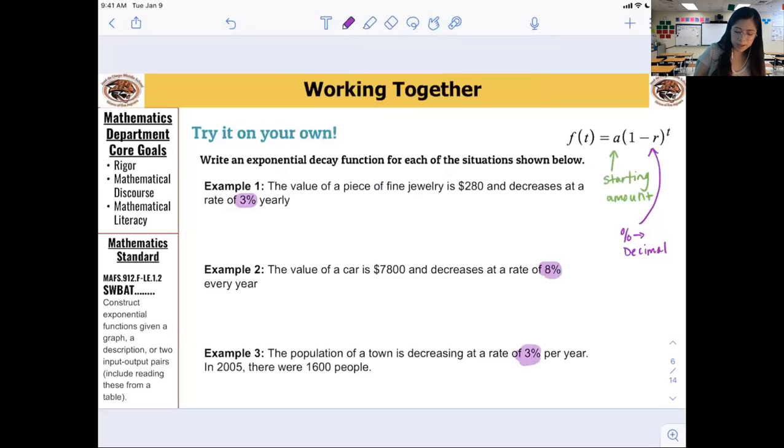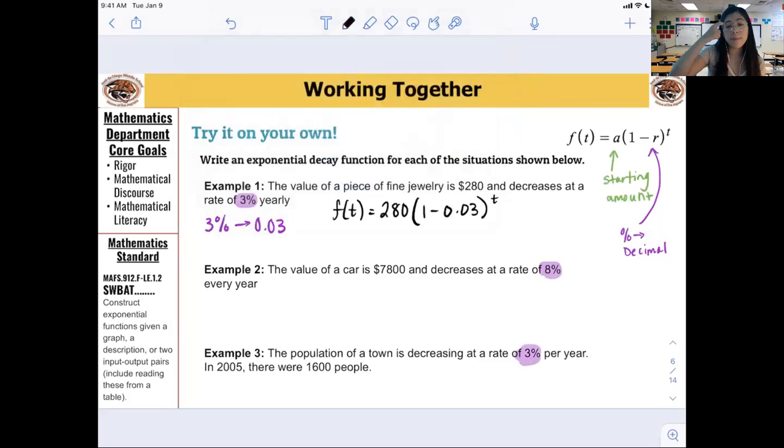Okay, and example number 1, let's start by converting the percentage. What's 3% in decimal form? 0.03. So here we go. So now I've got f of t equals 280 times (1 minus 0.03) to the power of t. So what ends up being in my parentheses when I subtract? What's 1 minus 0.03? 0.97, good.